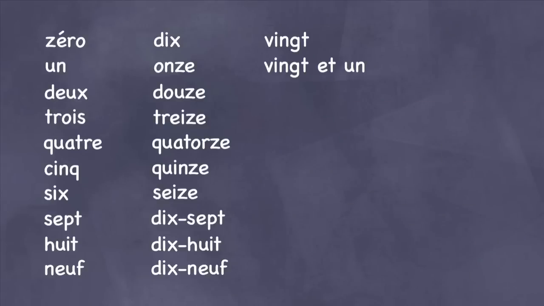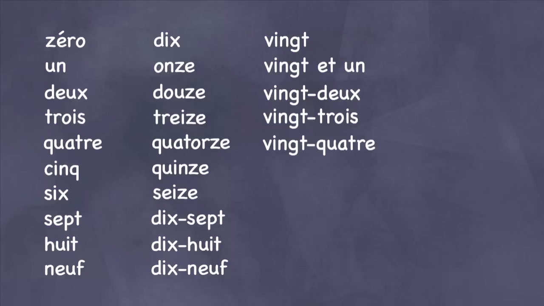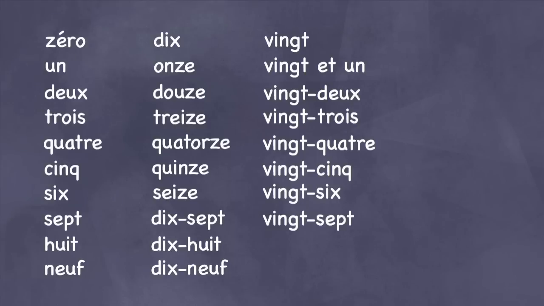21, which literally means 20 and 1, followed by 22, 23, 24, 25, 26, 27, 28, 29.